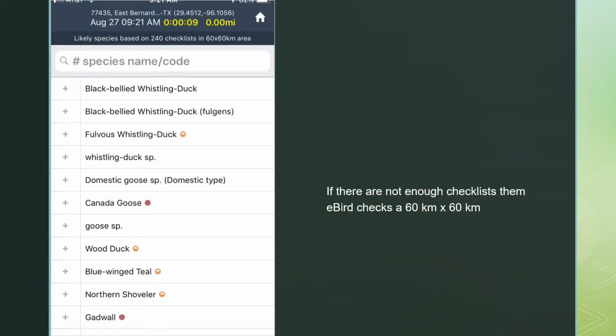If eBird does not find 25 checklists in a grid for that 3-week period, then it uses a 3x3 block of 20 kilometer grid cells, or 60 kilometer by 60 kilometer area. If there are not enough checklists in the 60 kilometer area, then a 100 kilometer area or a 5x5 grid of 20 kilometer blocks are checked. If eBird still does not find enough data, then no Smart Sort dots are generated.